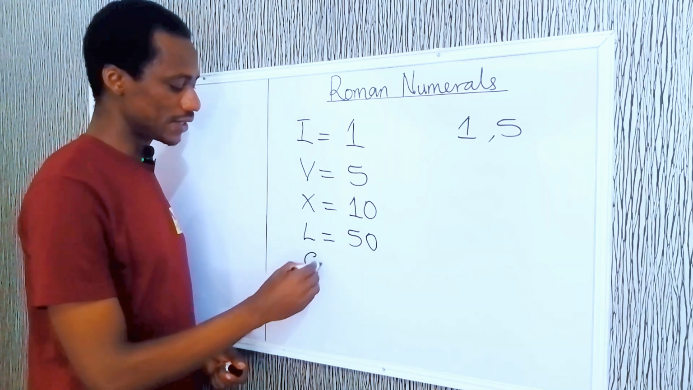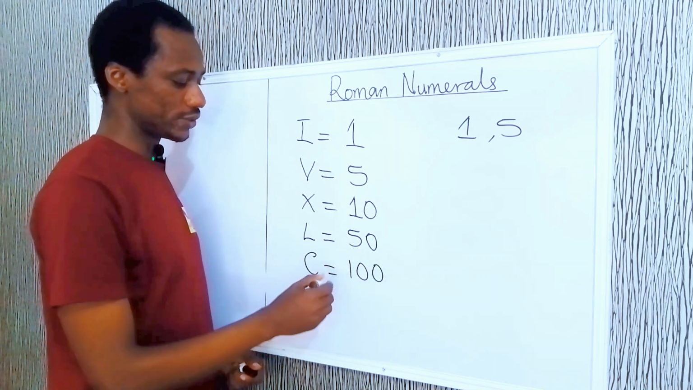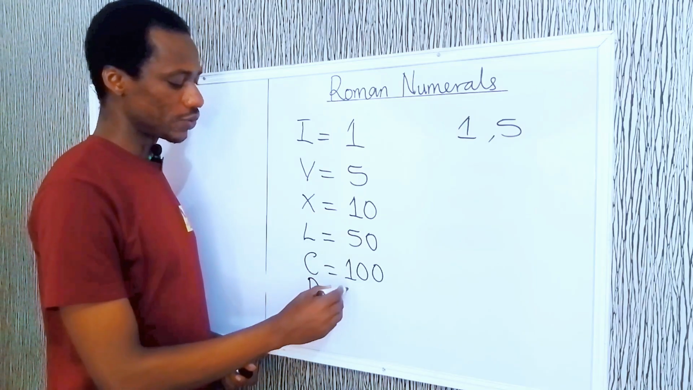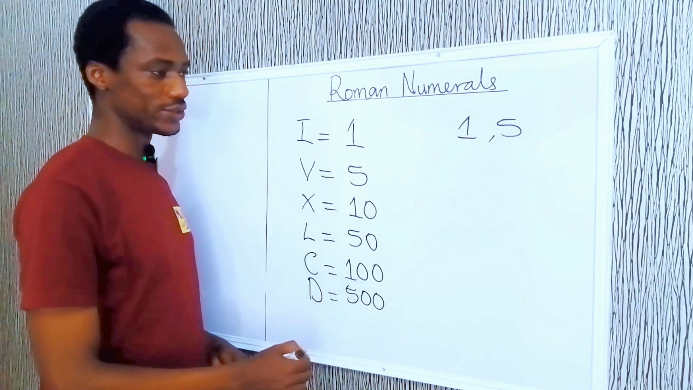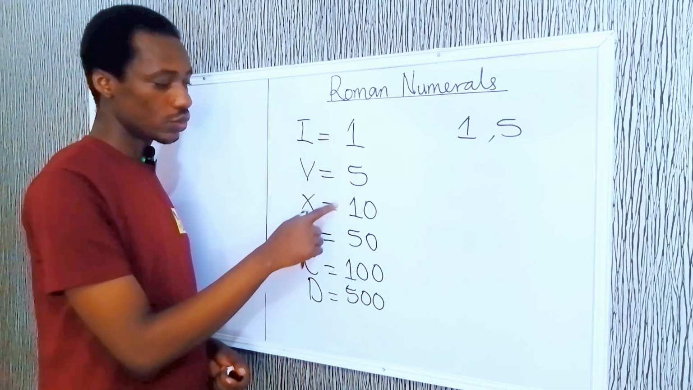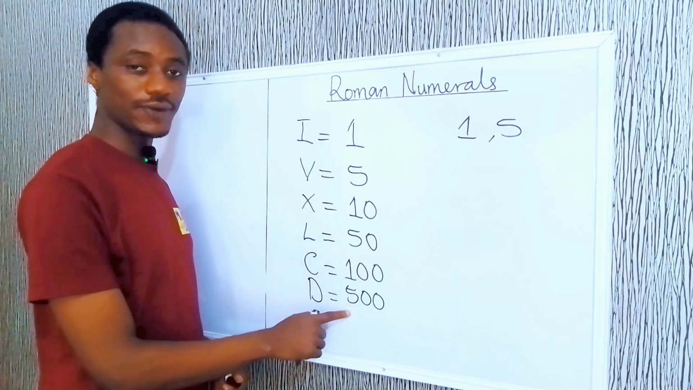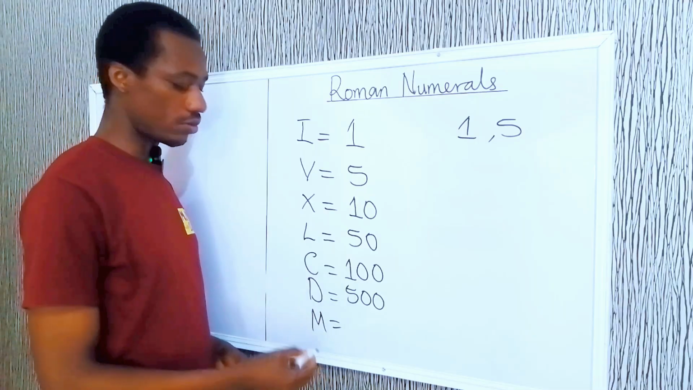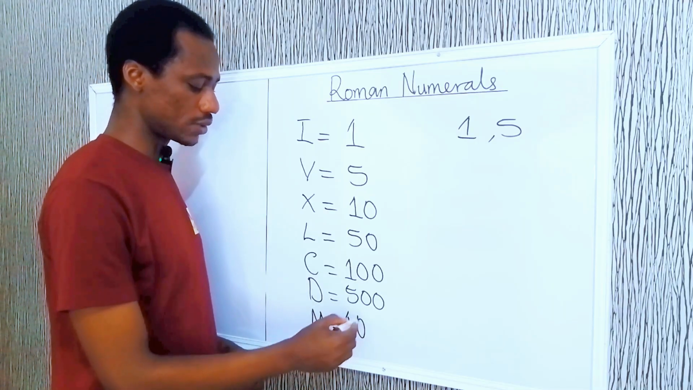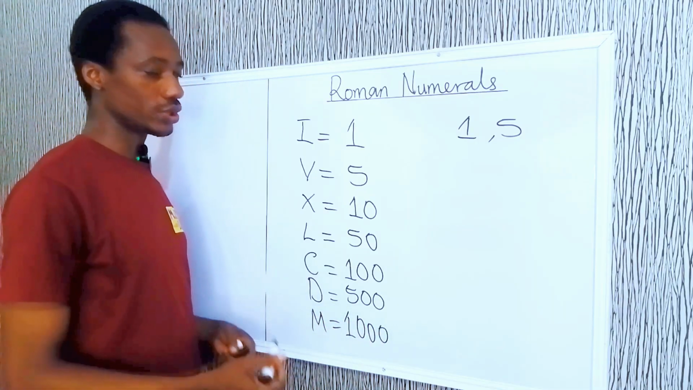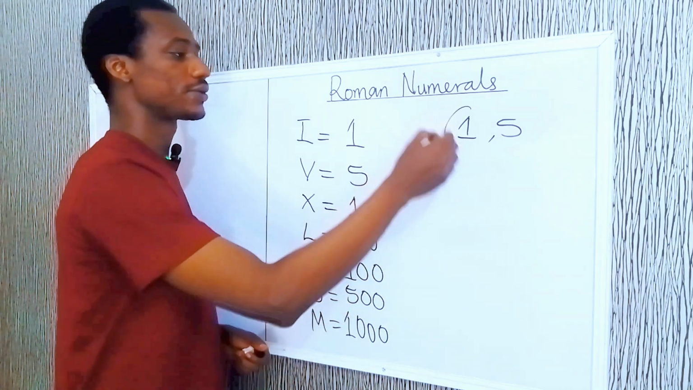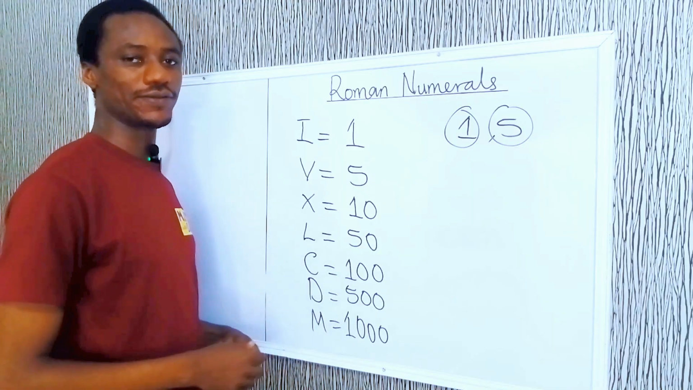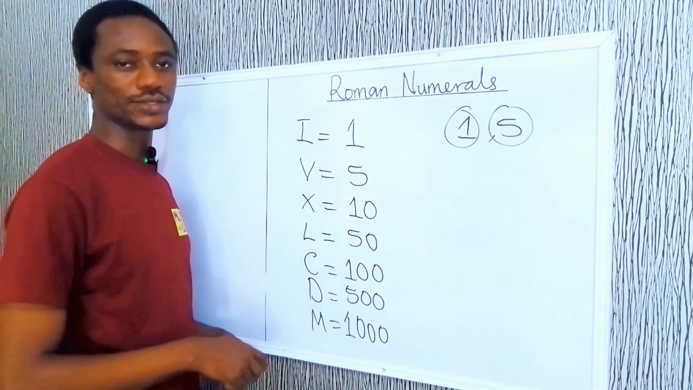And then the next letter is C, which is 100. Then the next letter is D, which is 500. So can you see 1, 5, 1, 5, 1, 5? Okay, and that is how it goes. So I'm going to stop at M. There are more, but I'll stop at M. M is 1000. So you can see now that the letters are in ones and fives. That means 1 and 5, 10 and 50, 100 and 500, 1000, 5000, and like that.